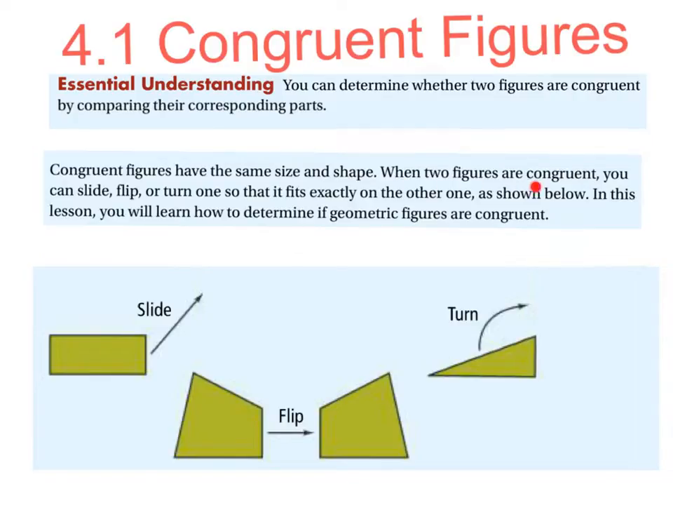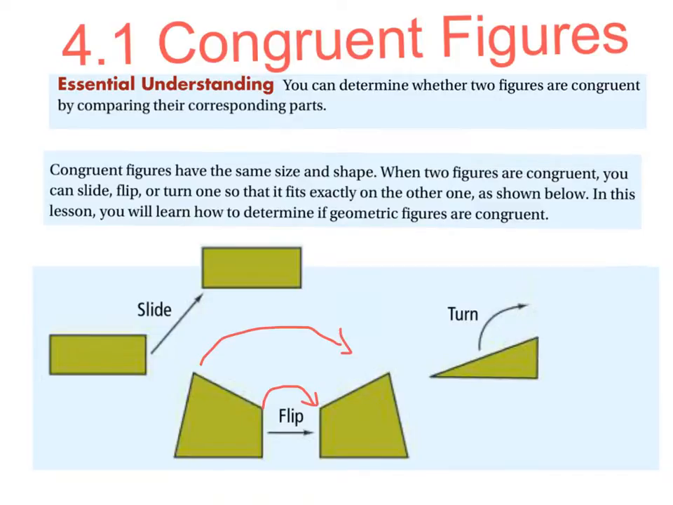When two figures are congruent, you can slide, flip, or turn one so that it fits exactly on the other one. So a slide means an object can be simply slid up to a new position. So a flip means that an object can be flipped around, like so. And a turn is when an object is turned or rotated like such.